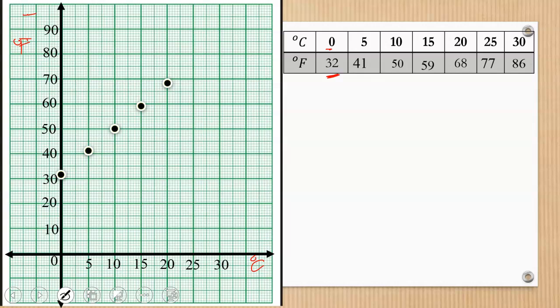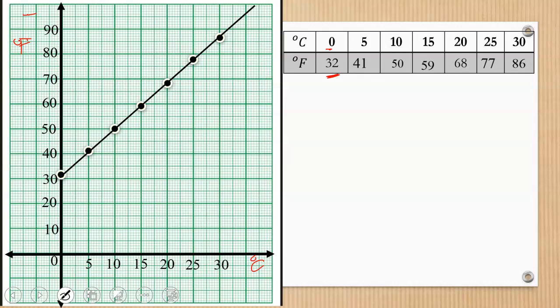Then 20 against 68, 25 against 77, and finally 30 to 86. Then with my straight edge, I will draw my straight line to pass through these, and that becomes my linear graph. And I'm sure you can do this easily, right?